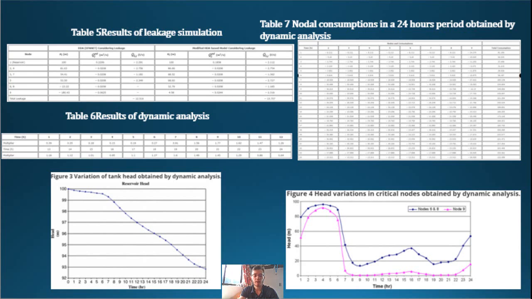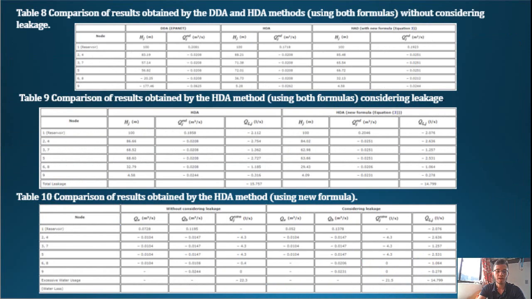The nodal heads are decreased when using the equation instead of the formula of Wagner because of the excessive nodal discharge between H required and H max. According to Table 9, in the case of considering leakage, using equation 3 leads to higher head losses and a decrease in the leakage amount. Also, the excessive water usage is increased. This finding can be applied to consumption management, which is examined in Tables 9 and 10.